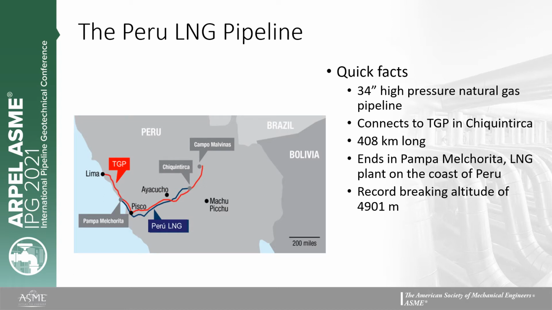So the Peru LNG pipeline is a 408-kilometer long natural gas transport system connecting to the TGP pipeline in Chiquintirca on the eastern slopes of the Andes, and reaching an LNG plant on the coast of Peru. So it crosses the Andes and reaches a record-breaking altitude of 4,901 meters.